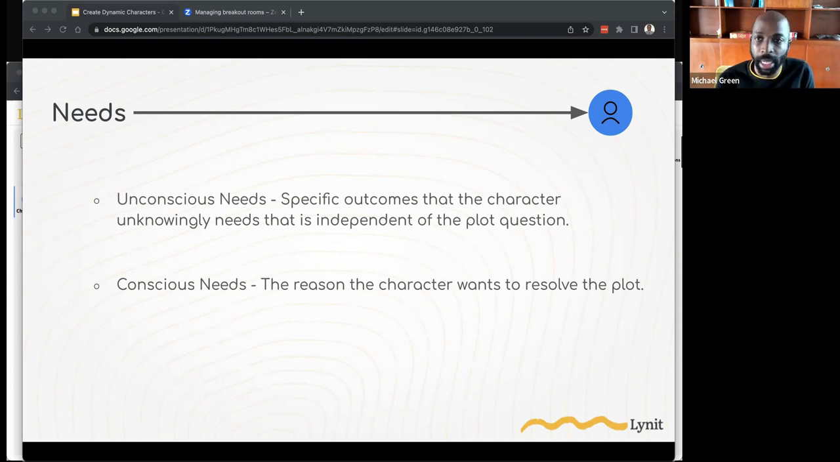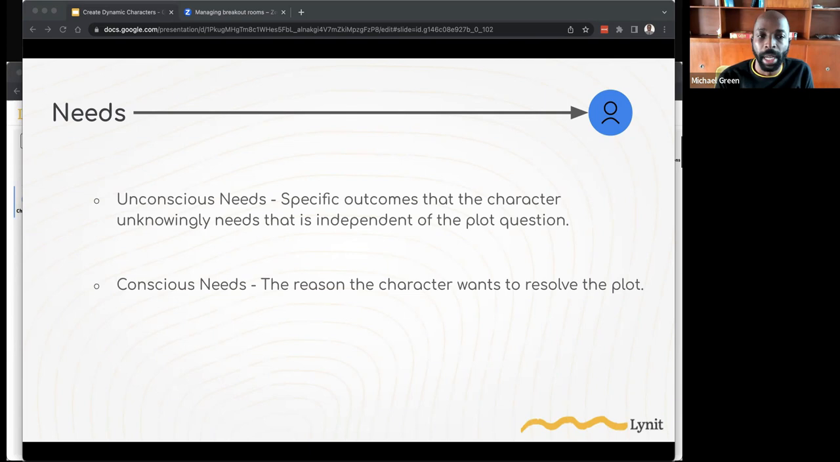And then second are the conscious needs. This is the reason the character wants to resolve the plot. So this is where the character motivation will come out, right? They're trying to achieve something, but this is their conscious need. They know about this thing. Because they know about it, they may or may not take action towards it, but this is why they want to resolve the plot, right?